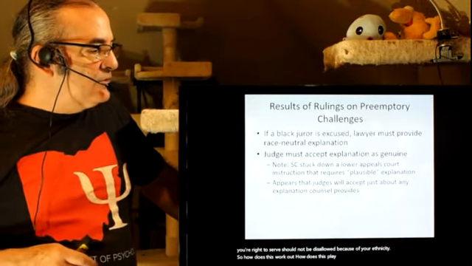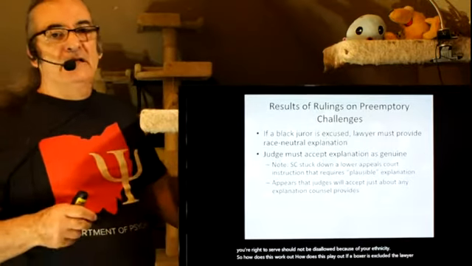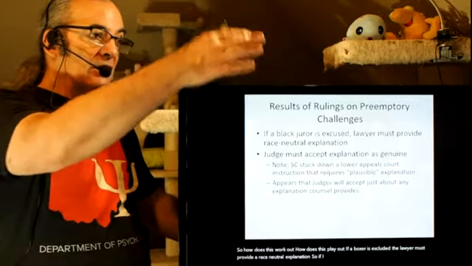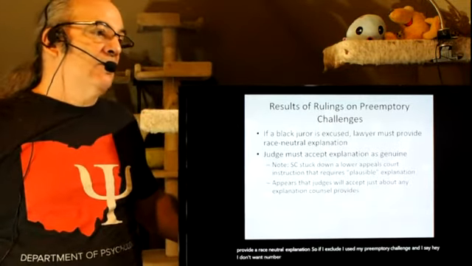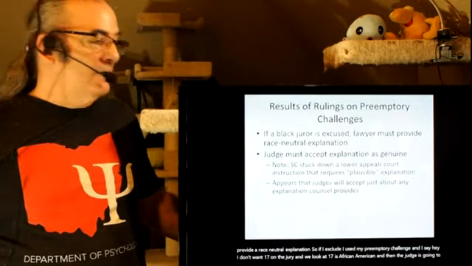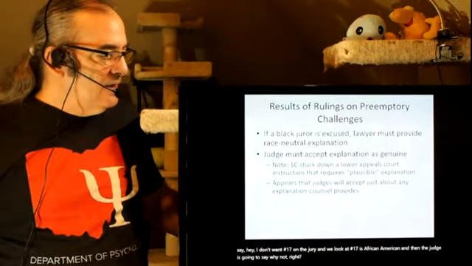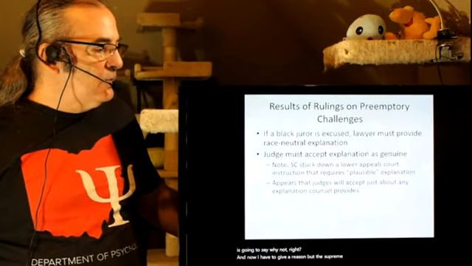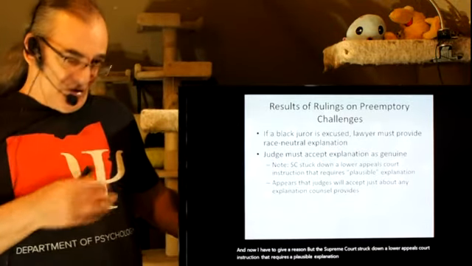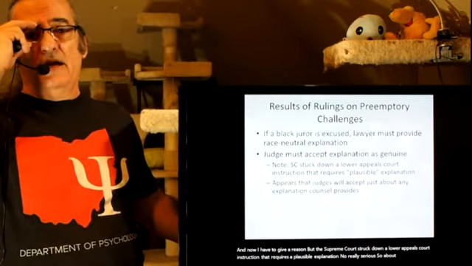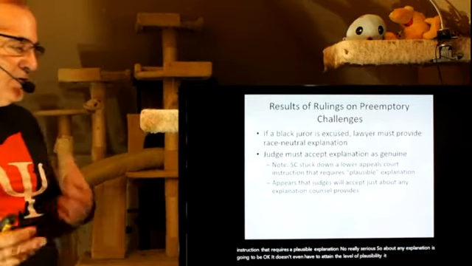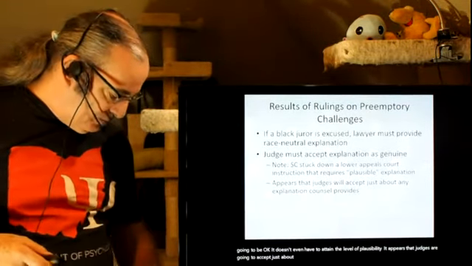How does this play out? Well, if a black juror is excluded, the lawyer must provide a race-neutral explanation. So, if I use my peremptory challenge and I say, hey, I don't want number 17 on the jury, and we look and number 17 is African American, then the judge is going to say, why not? Right? And now I have to give a reason. But the Supreme Court struck down a lower appeals court instruction that requires a plausible explanation. No, really, serious. So about any explanation is going to be okay. It doesn't even have to attain the level of plausibility. It appears that judges are going to accept just about any explanation that counsel provides.